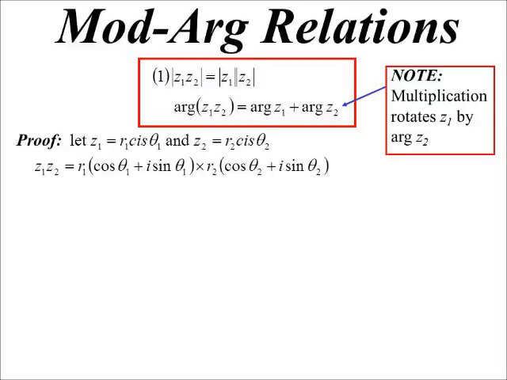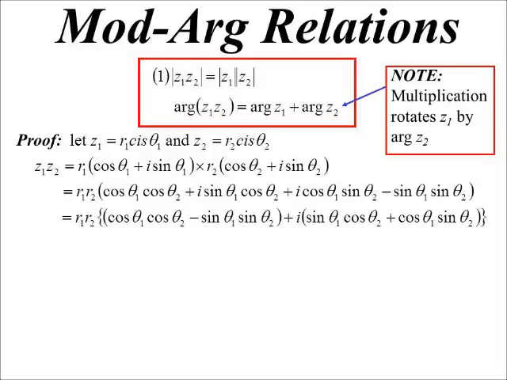Proof. Here we go. Z1 is r1 cis theta 1, Z2 is r2 cis theta 2. I'm going to need to write it in its full form to do this, so cos plus i sine. Multiplying, the r1 times r2 is easy, the trig is a little bit trickier. I get cos cos minus sine sine for the real part. That's familiar.